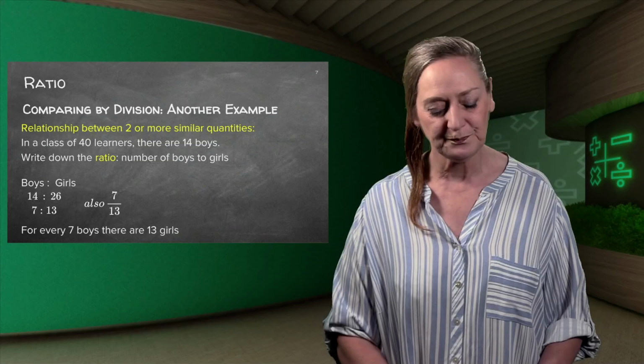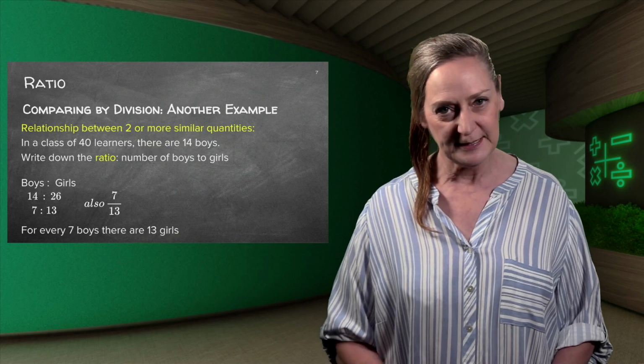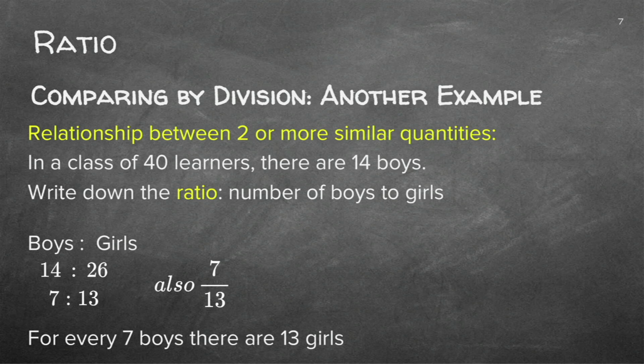Let's do one example to show you the way of writing it and working it out. In a class of 40 learners, there are 14 boys. Write down the ratio number of boys to girls. Boys to girls, so you have to follow the exact same order. If there's 40 learners, 14 boys, there will be 26 girls. So boys to girls is 14 to 26. You have to write it in its simplest form, so I divide it by 2. So it's 7 to 13. You can also write it as 7 over 13. So for every 7 boys, there are 13 girls.